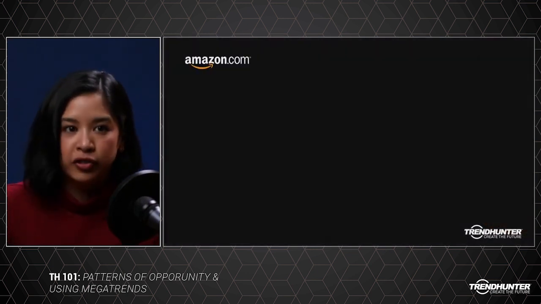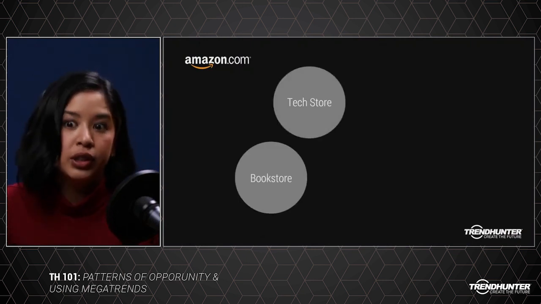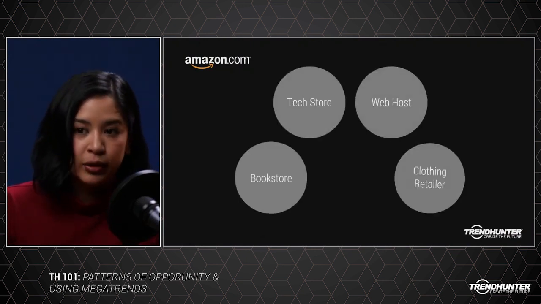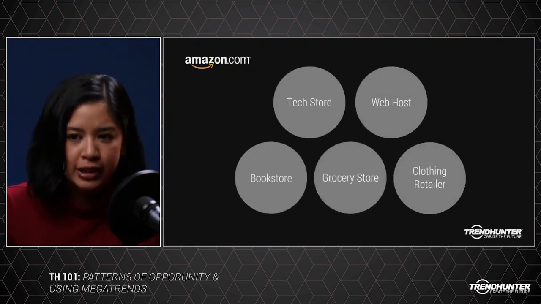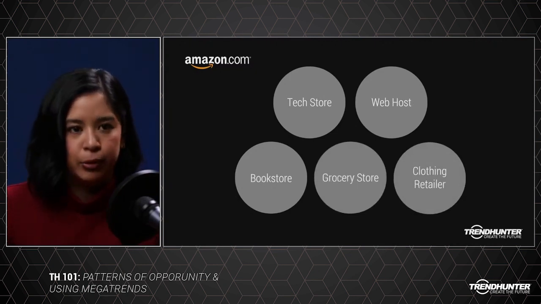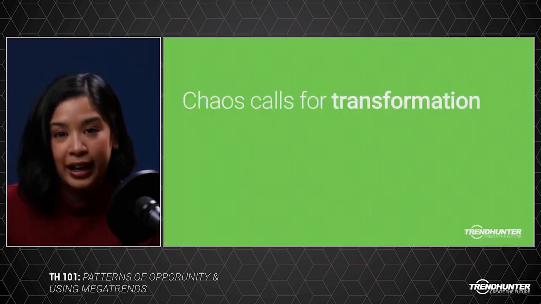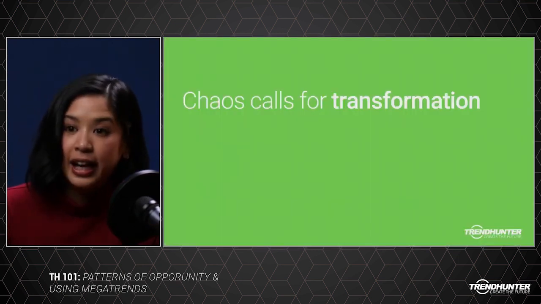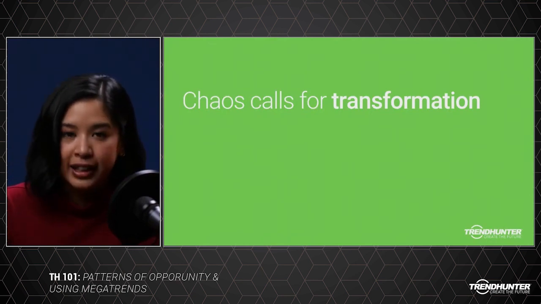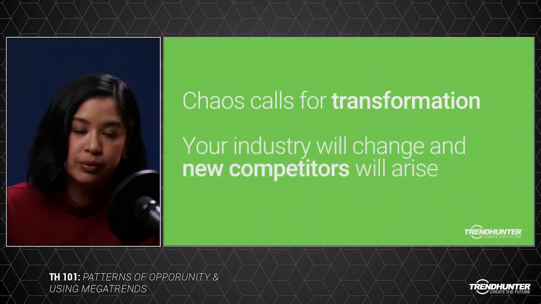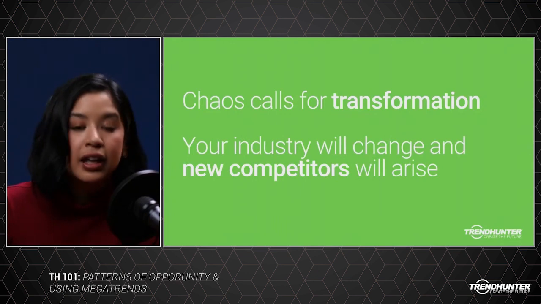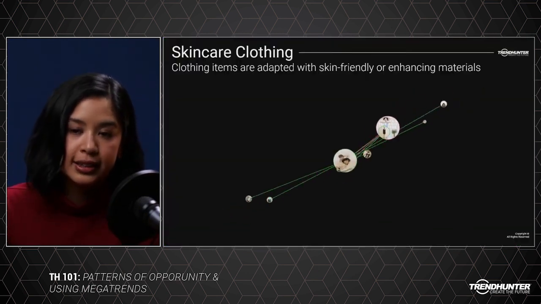When Amazon first came out, they were a bookstore, then they were a tech store, then they were a web host, then a clothing retailer, then they acquired Whole Foods and became a grocery store. And now they're all of those things, which created an entirely new category altogether. Chaos, which we are still currently in, calls for transformation. Your industry will change and new competitors will arise.